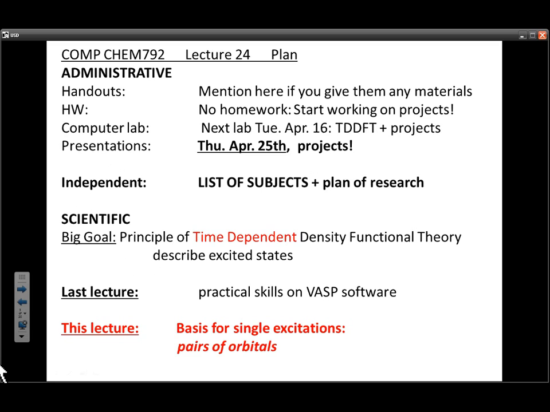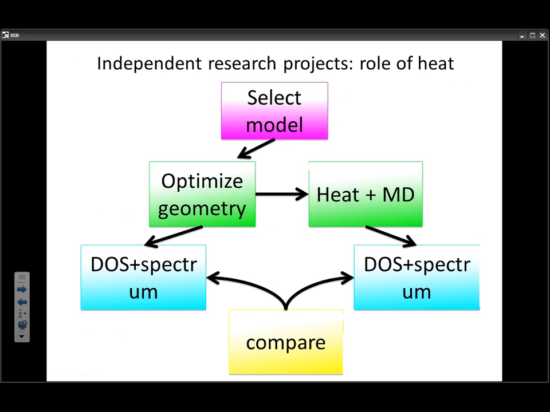Today I have no materials to hand out, and we have no homework, but please start working on projects. Next lab time is April 16th, next Tuesday. It's about TDDFT and doing projects. The project is about the law of heat. We will study how the heating will modify the electronic properties of materials.